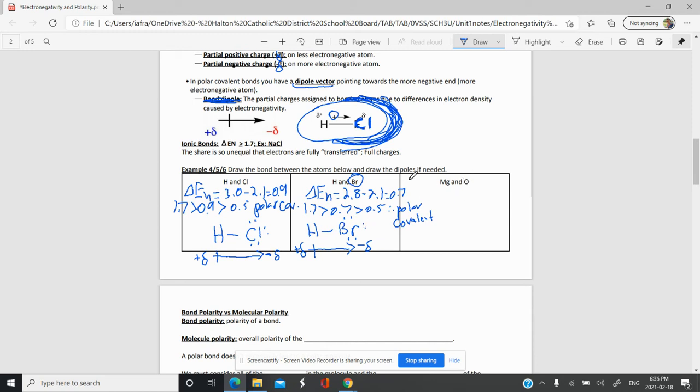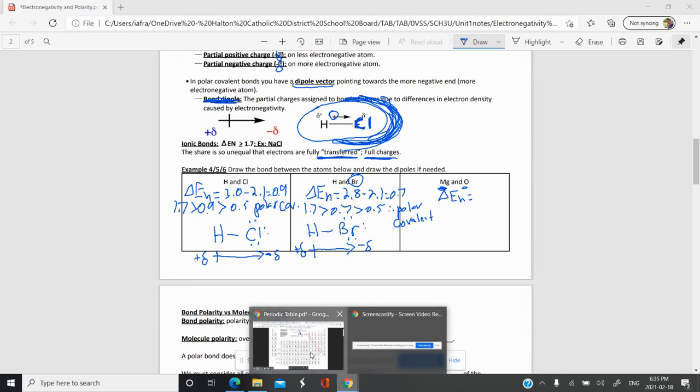Let's try this one. So you can probably guess that this is going to be ionic. It might not be, but for the most part, when you see a metal and non-metal, you're going to have ionic. There are exceptions, though. And that's where you have delta EN, electronegativity difference, that's 1.7 or more. And the electrons are shared so unequally that we assume that it's a full transfer. And so we get full charges as opposed to partial charges. So let's just calculate the delta EN just to confirm that we have an ionic bond there.